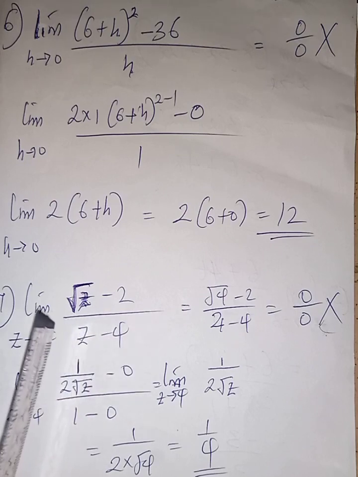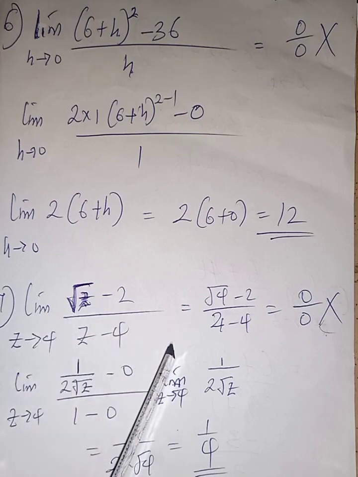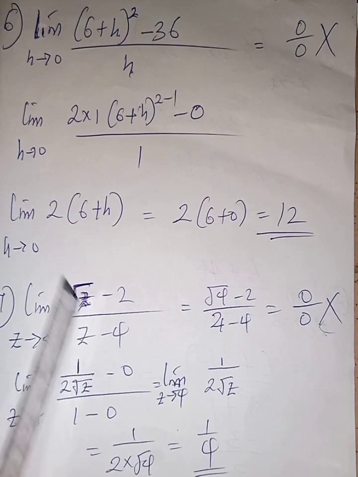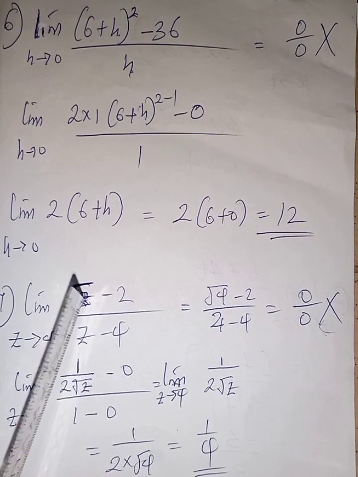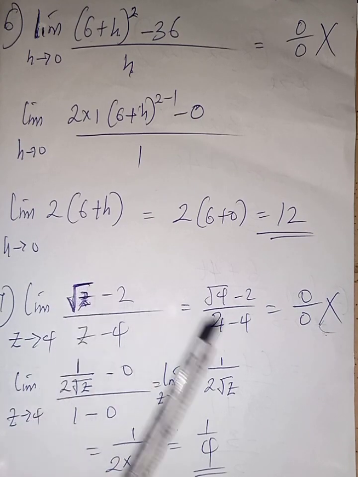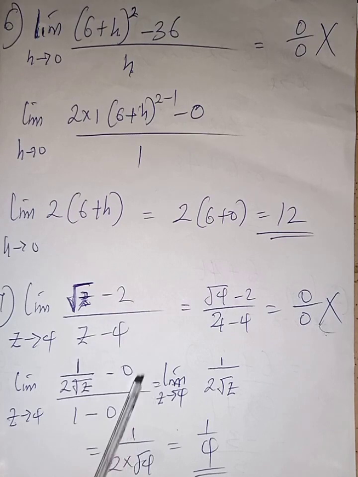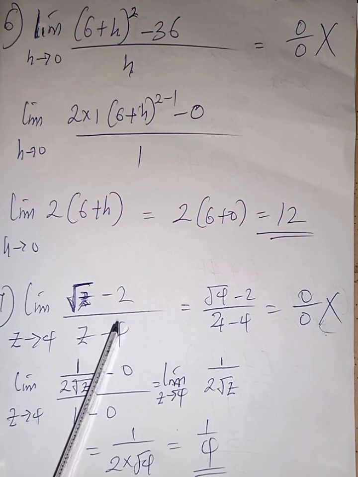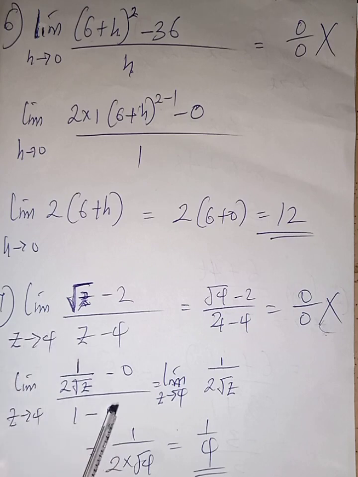I repeat, you have the root of a function and you want to differentiate it. Differentiate inside the root, write the answer down, and divide it by 2 times the root. As here, differentiating 2 gives 0, differentiating z relative to z gives 1, and differentiating 4 gives 0.